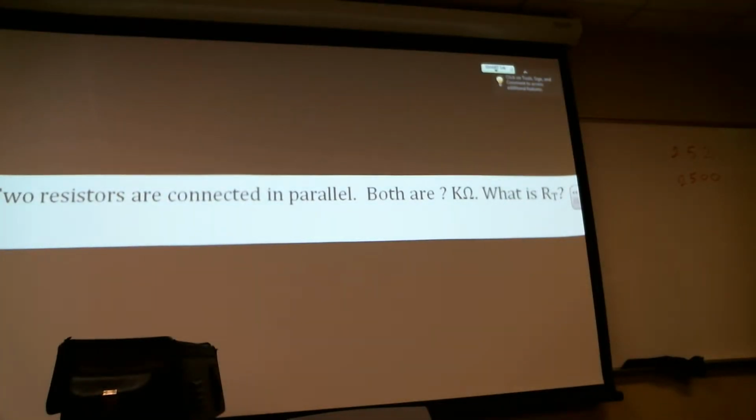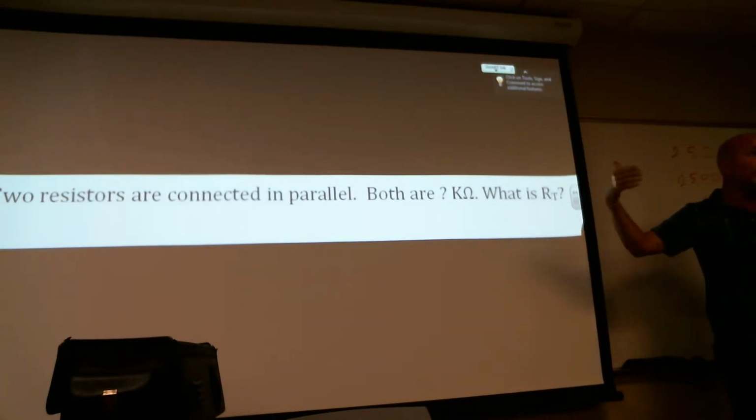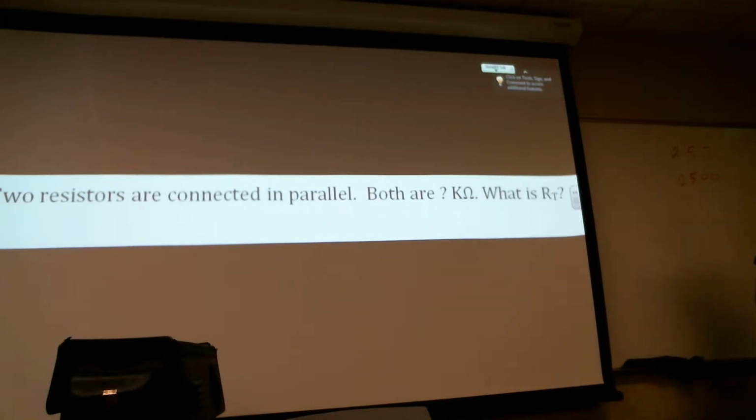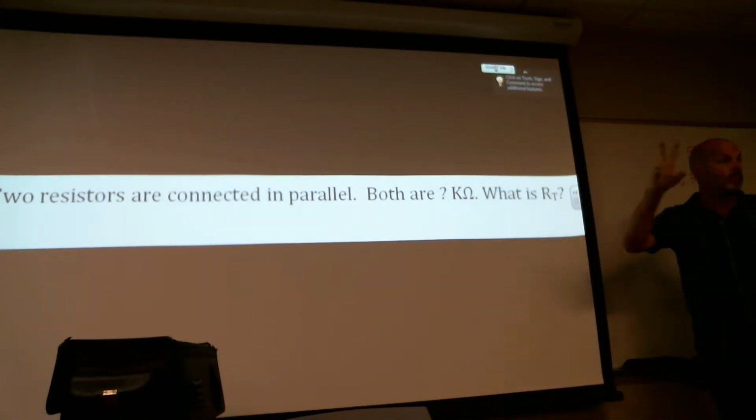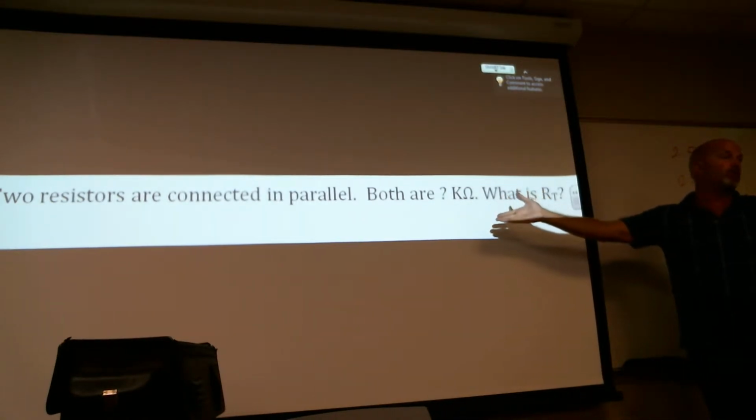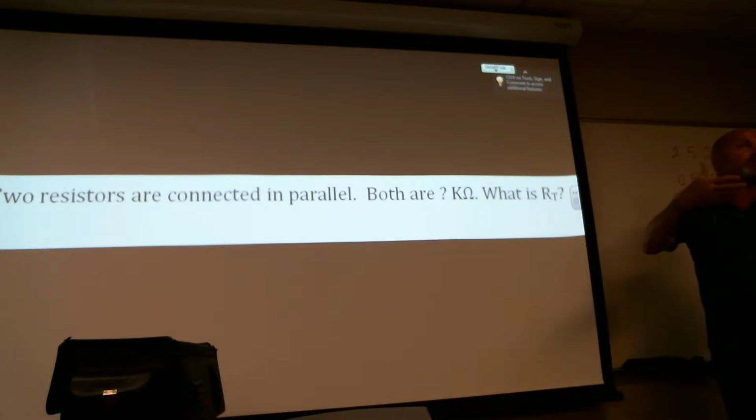Two resistors are connected in parallel. Both are so many watts. What's the total resistance? You can do the 1 over x and get the total resistance, but when the two resistors are the same, you just cut them in half. If you have two resistors that are 10 ohms each and they're in parallel, the resistance is 5 ohms.